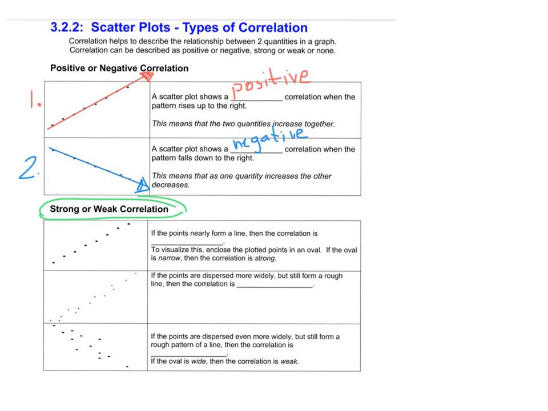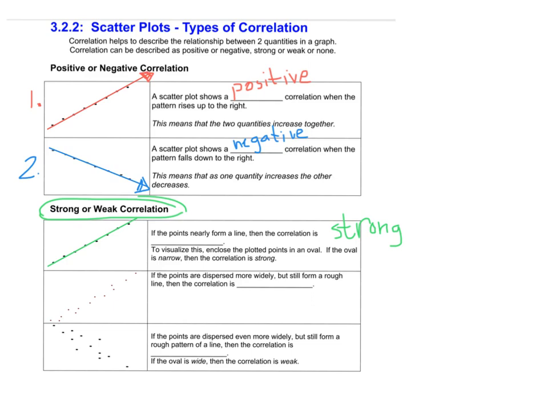For instance, once again, I'm going to take out my ruler, and if I were to draw a line of best fit on the first one that you see here, you can draw a line. Now, this is a positive correlation, but you can draw a line that goes through almost every single point. This is actually very strong. If the points nearly form a line, then the correlation is strong. To visualize this, enclose the plotted points in an oval. If the oval is narrow, then the correlation is strong.